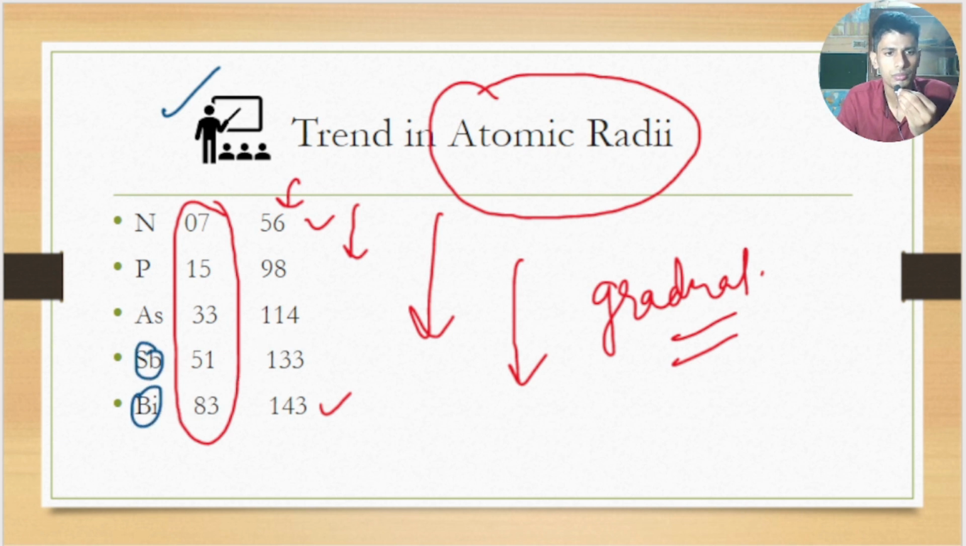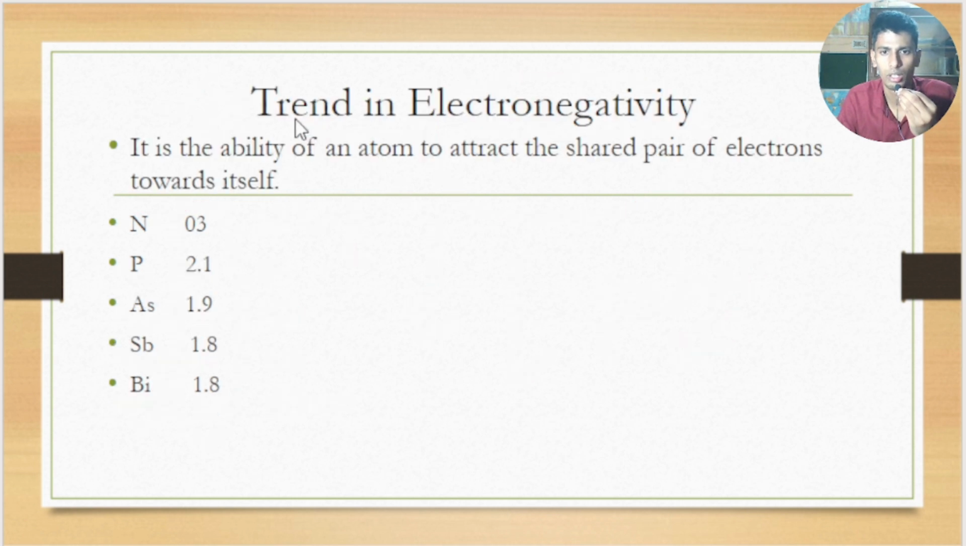Okay, so let's study the next topic, which is trend in electronegativity. So the first thing here is, what is electronegativity? Electronegativity is a very simple thing. It is the ability of an atom to attract the shared pair of electron towards itself.